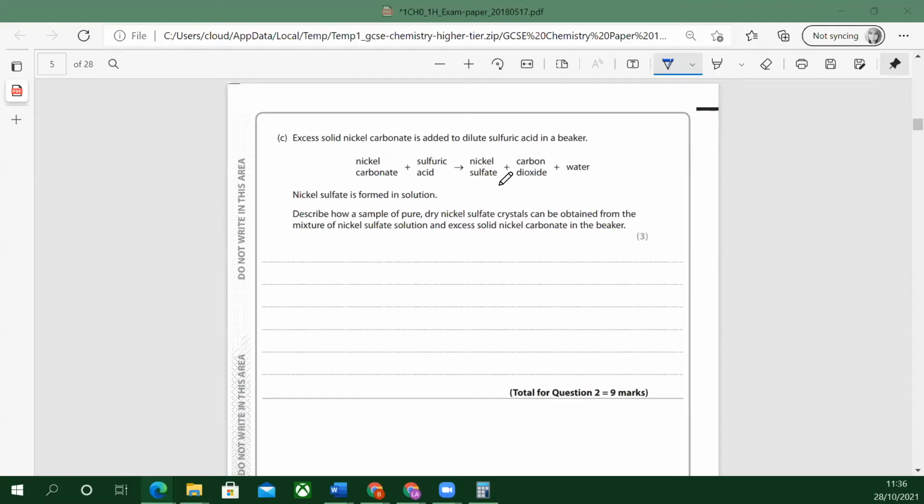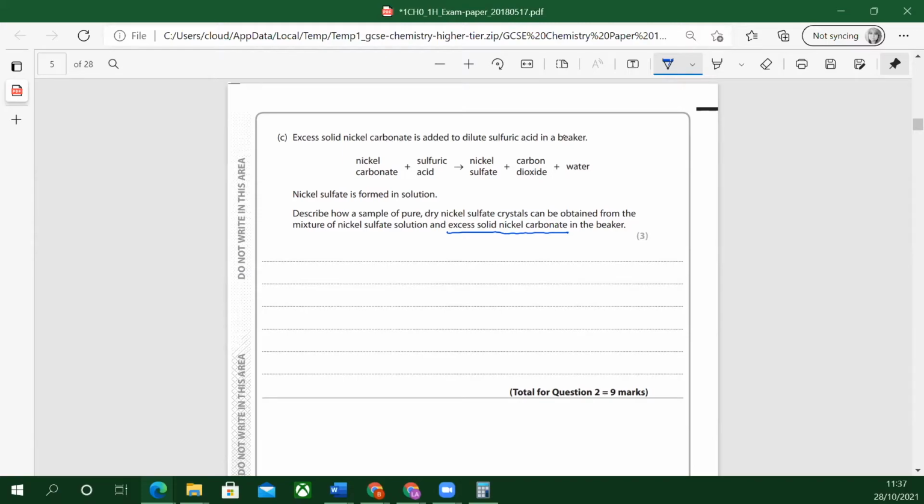So what you do there is you filter it. And we're going to do the same thing here. If you think about this as excess solid, that's like the sand left over, with the sugar and sand. It's the same process. They could tell you any two substances here, one in solution and one solid. It would be exactly the same situation.